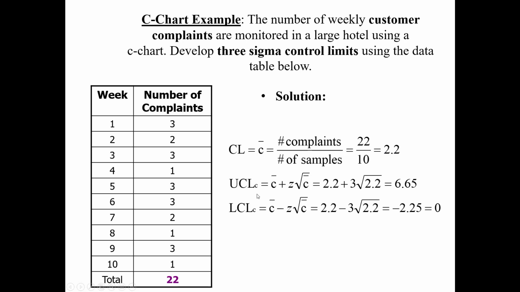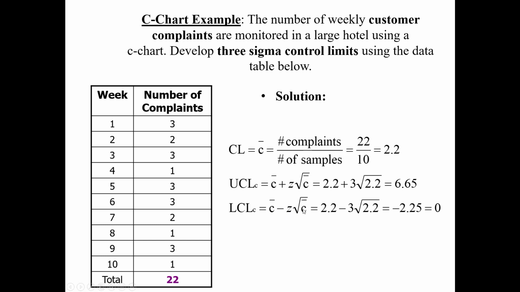Okay. Upper control limit, the formula is C bar plus Z square root of C bar. They already mentioned to use 3 sigma. If they mention 4 sigma or 5 sigma, then instead of 3 we will write 4. So 2.2 plus 3 square root 2.2, because we just put it in the formula, which is 6.65.